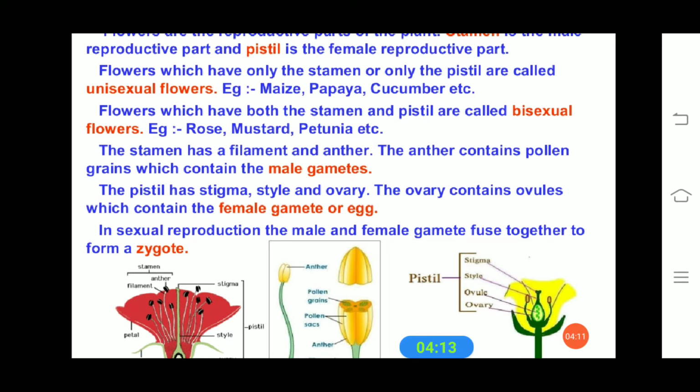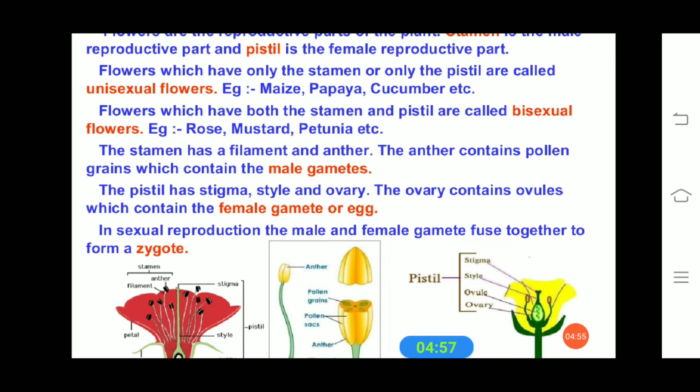Next we go to another type of flower, bisexual flowers. What is meant by bisexual flowers? The flowers which have both stamen and pistil are called bisexual flowers. Students, in this flower we can see both the male reproductive part and the female reproductive part, both stamen and pistil. Examples you can take are rose and mustard. These are some examples of bisexual flowers.